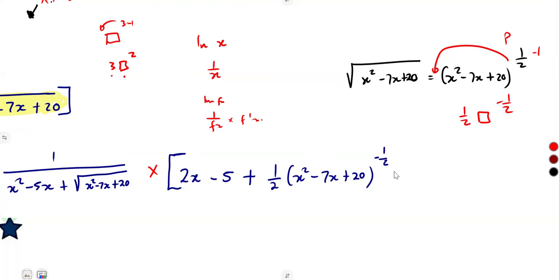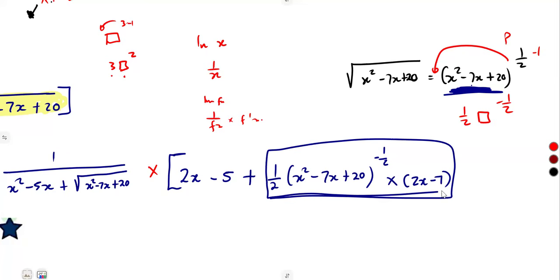This is the power times the derivative of the inner expression now, the one that you're having inside the bracket. So you differentiate that. The derivative of x squared is 2x. The derivative of minus 7x is minus 7. 20 is going to be a constant. So this is a single term, this one.